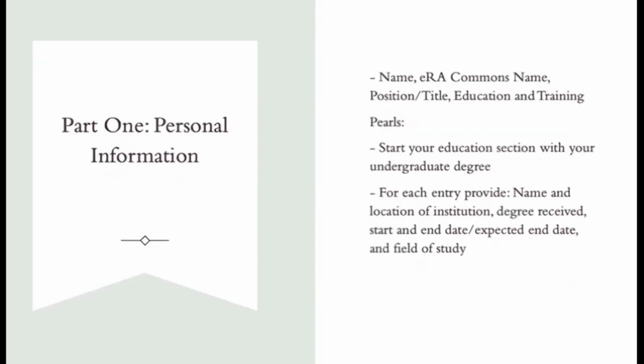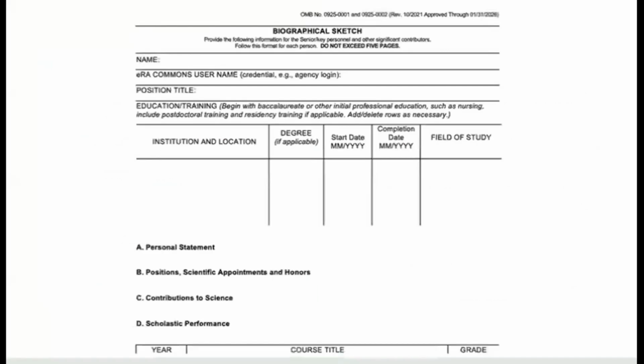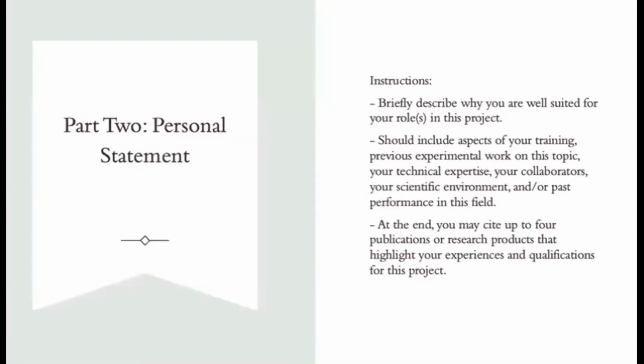Part 1 of the biosketch is your personal information. This includes your name, ERA Commons name, position and title, and education and training. You should start your education section with your undergraduate degree and provide the name and location of the institution, degree received, start and end date or expected end date, and field of study. Here's an example of an outline of the biosketch. There is a great example of a trainee biosketch, including undergraduate research, on the NIH website, linked at the end of this presentation.